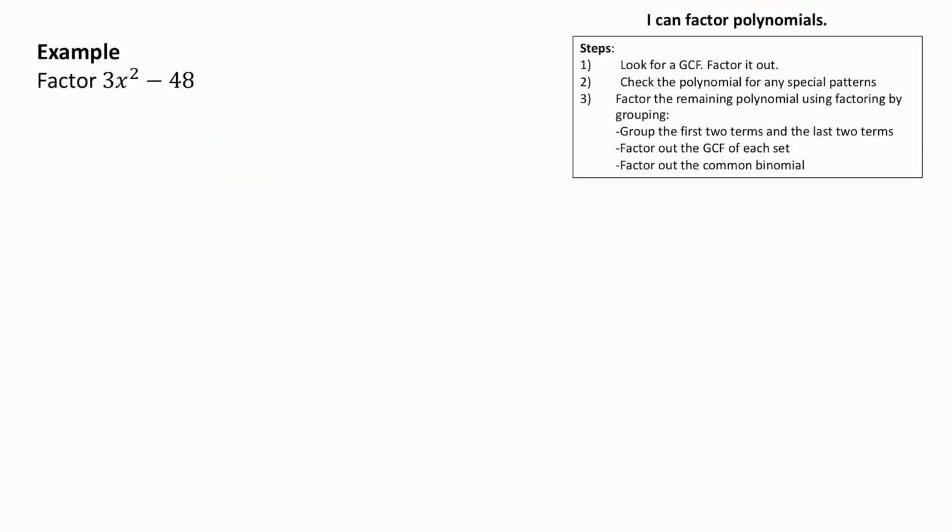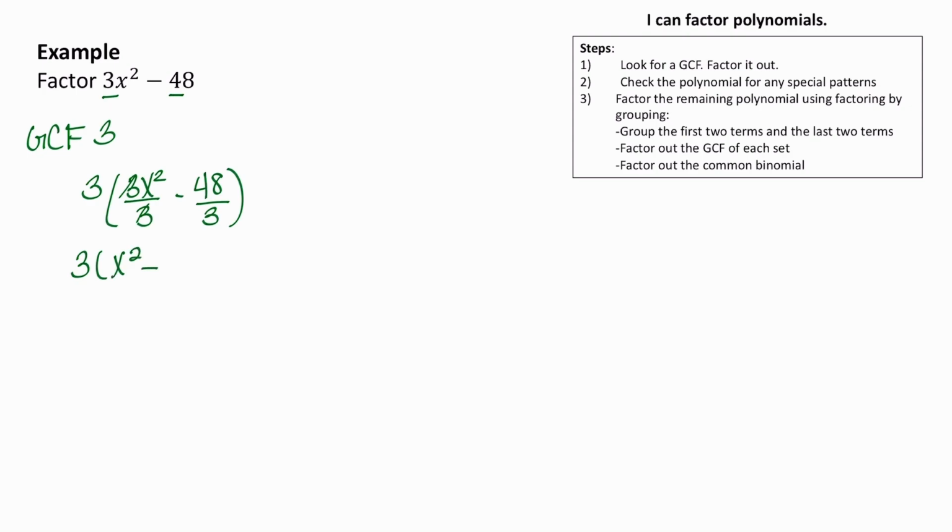So now let's try factoring 3x squared minus 48. Once again, I'm going to start off looking for a GCF. Notice that these two terms have a GCF, which is 3. So I'm going to pull the 3 out in front and then divide everything by 3. That leaves me with 3 times, here 3 and 3 cancel, so I have x squared minus 48 divided by 3, which is 16. Now I have x squared minus 16.